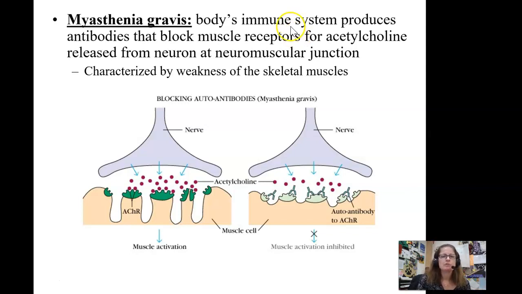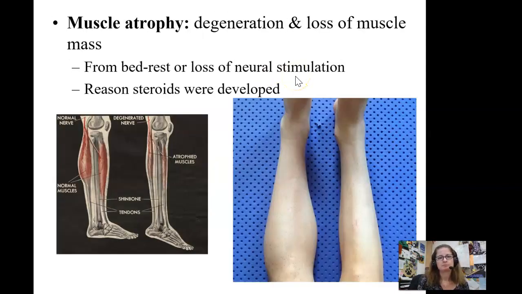So in this case, your immune system is producing an antibody, a protein, a little warrior, and it's going to sit on the receptors. So in other words, your motor neuron releases the acetylcholine, but it can't get to the receptor to cause this muscle to contract. And so as a result, you aren't able to contract all of your skeletal muscle cells, and that's why you end up with weaker skeletal muscle cells.